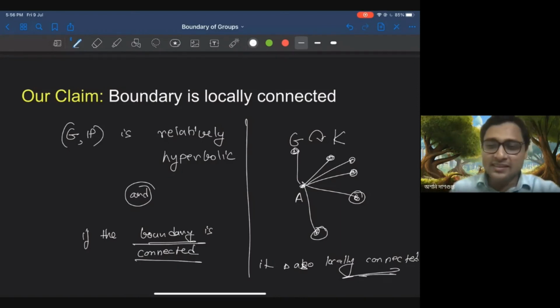It's up for submission now, but it's very nice actually that if it is locally connected, it has far-reaching consequences on the properties, the algebraic properties of the group itself.